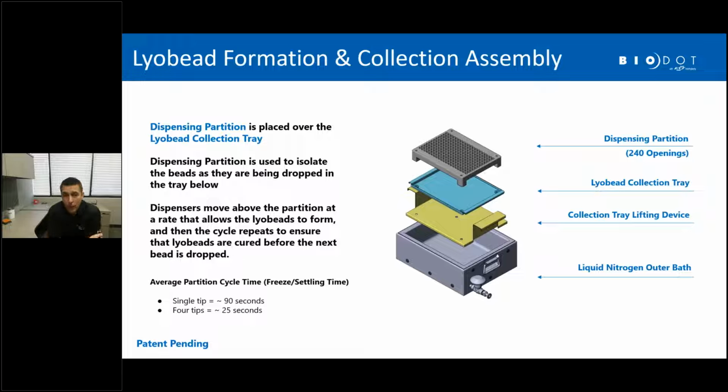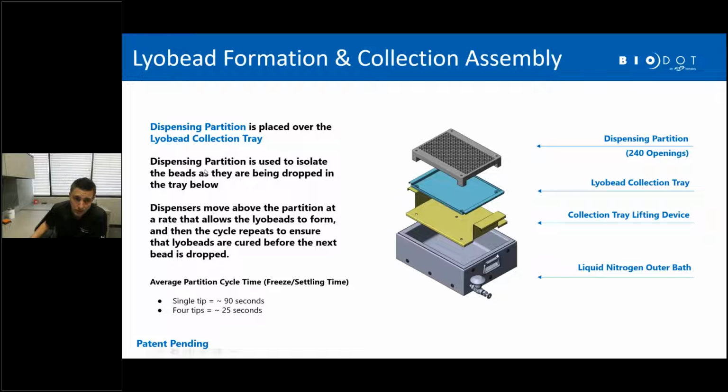This is what our assembly looks like. At BioDot, we typically either design our automation to an existing bath and bath assembly, or we provide this capability to our customers. As you see down here at the bottom, we have our outer bath. We have a lifting device that allows us to remove the materials safely from the bath assembly. We have the collection tray here, the blue device, and then the partition sits on top. And then there's the Sphera platform that we have, and we'll talk about our different automation options.